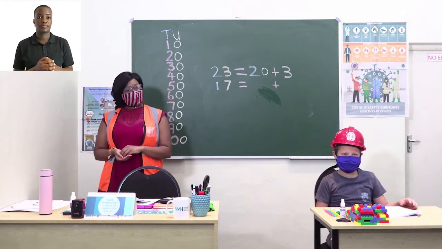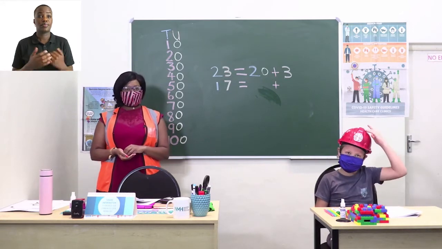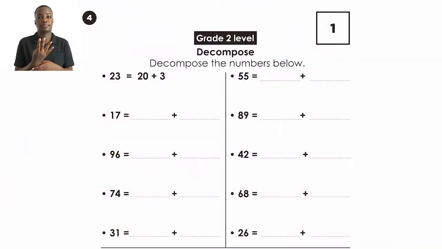For our second exercise, please can you turn to page 4. On page 4, you can see that we are dealing with decomposing. Now to decompose is to break down, to break up, or to separate. You can see that they gave us an example there: 23 equals 20 plus 3. But how did they get this answer? Well, let us try and do it on the board together.